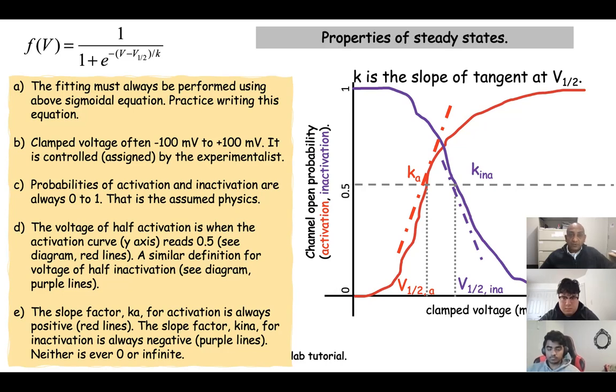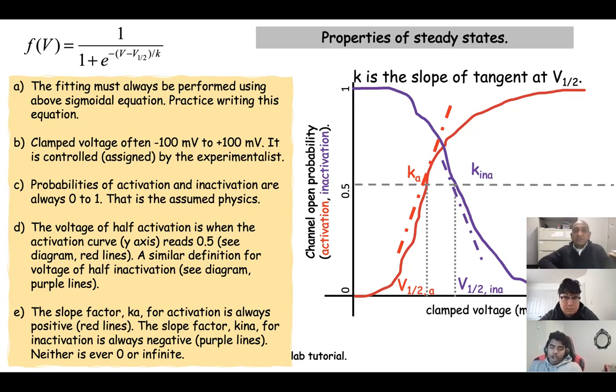Now, your clamped voltages, unlike in the example that I will show, are often between minus 100 and 100 millivolts, and therefore this is the range that you may wish to pick. Since steady states of both activation and inactivation are probabilities of an ion channel either being open or closed, the values on your y-axis must always be 0 to 1. If the values on your y-axis are between 0 and 100, then you must use normalization and make your y-axis between 0 and 1.